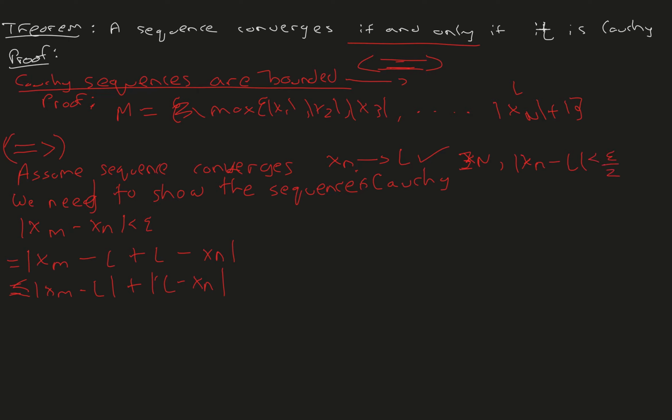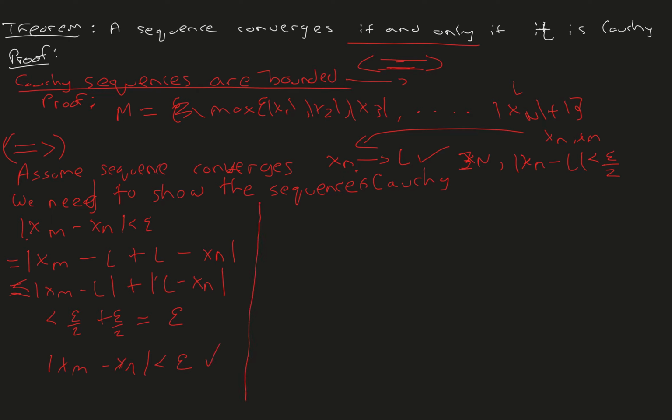So note that xn and xm are both terms of the same sequence. So we get that this is less than epsilon over 2 plus epsilon over 2, because we can make it as small as you like, and this just adds up to epsilon. So we get that xm minus xn is less than epsilon. And we're done with the proof of the first direction.